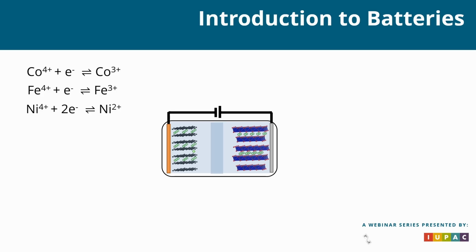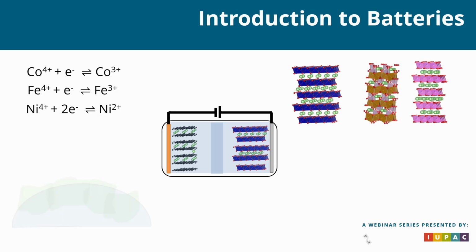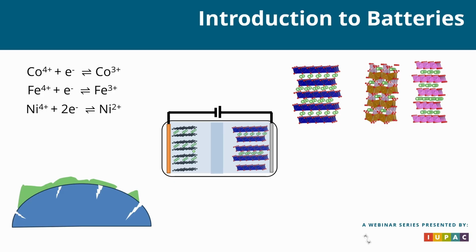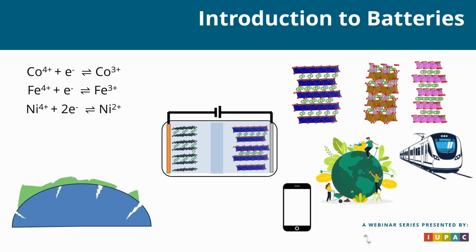From redox chemistry and crystal structures to degradation mechanisms, batteries are a powerful example of how fundamental chemistry underpins modern technology. Continued advances in battery materials will be essential for longer-lasting devices, cleaner transport, and a more sustainable energy future.